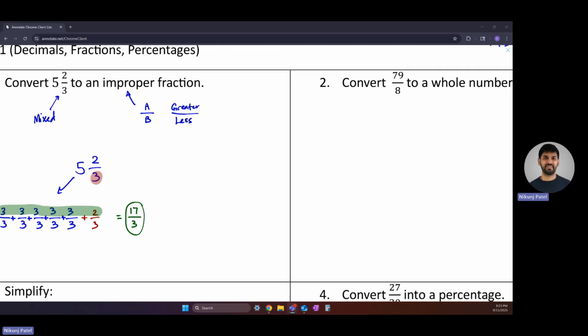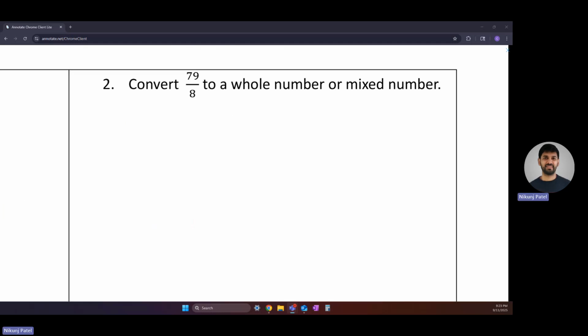Let's look at number 2. Number 2 says to convert this fraction to a whole number or a mixed number. So now we're doing the opposite, where we're starting off with the improper fraction, since 79 is a bigger number than 8. And we want to make that either a whole number or a mixed number.